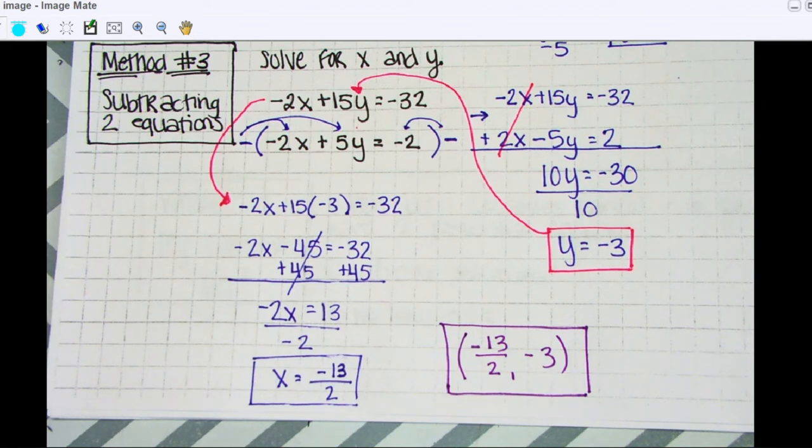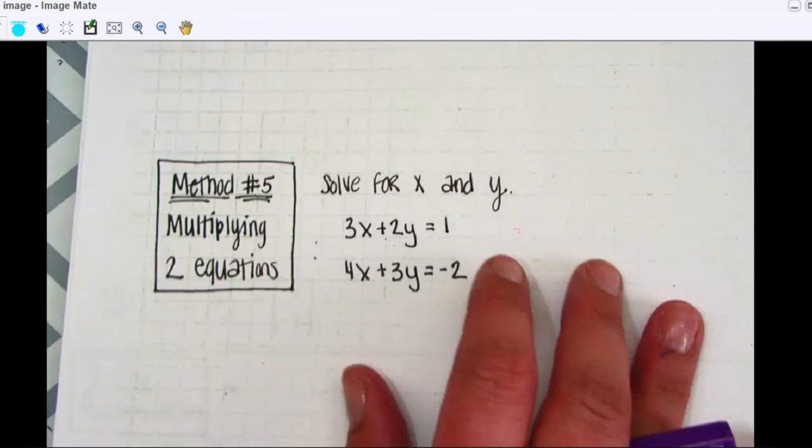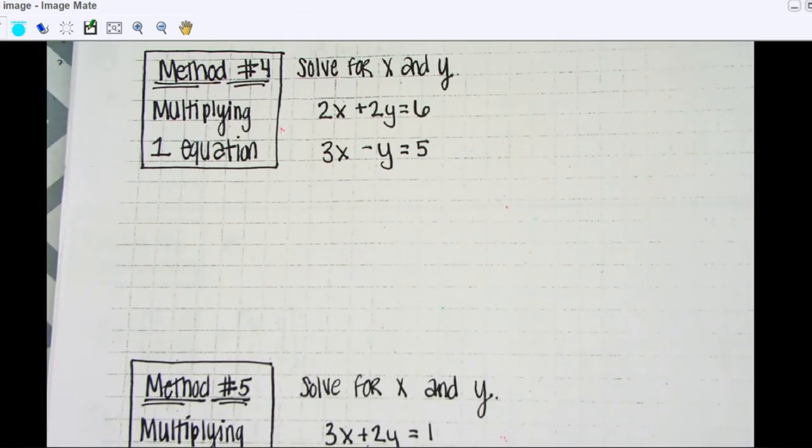The last two methods are really similar. Method number 4 is multiplying one equation, and method number 5 is multiplying two equations. So they both involve multiplication, but then to solve them, you use elimination. So elimination is kind of the key to the rest of these methods. Substitution is the one that kind of stands alone. So on page 8, we'll finish up. We're going to practice by multiplying one equation.